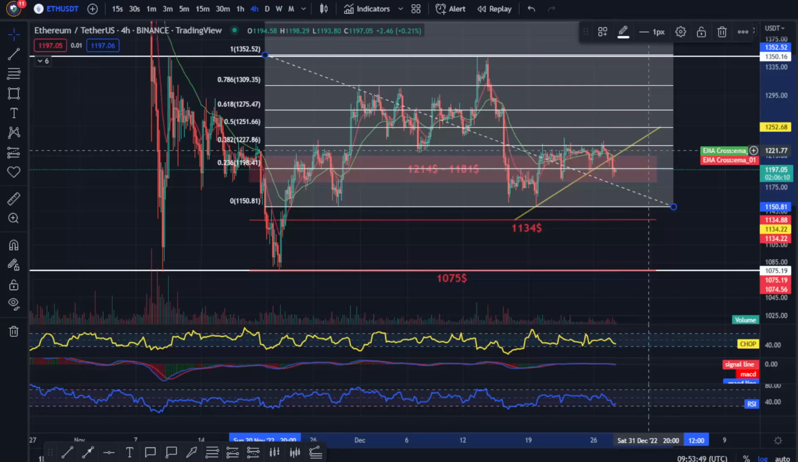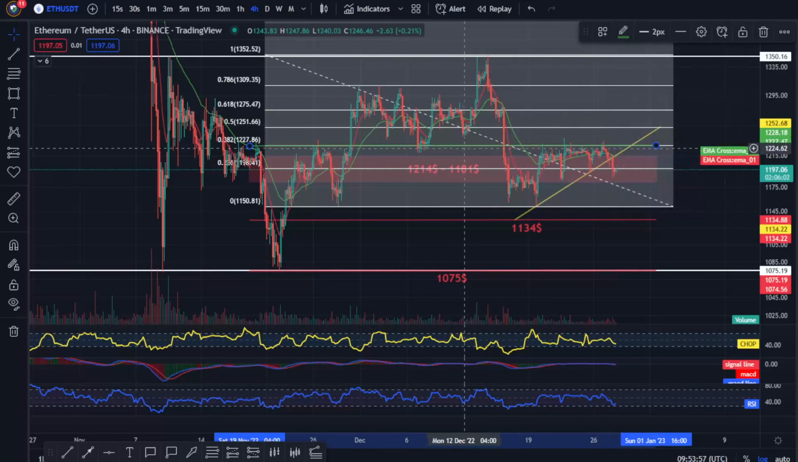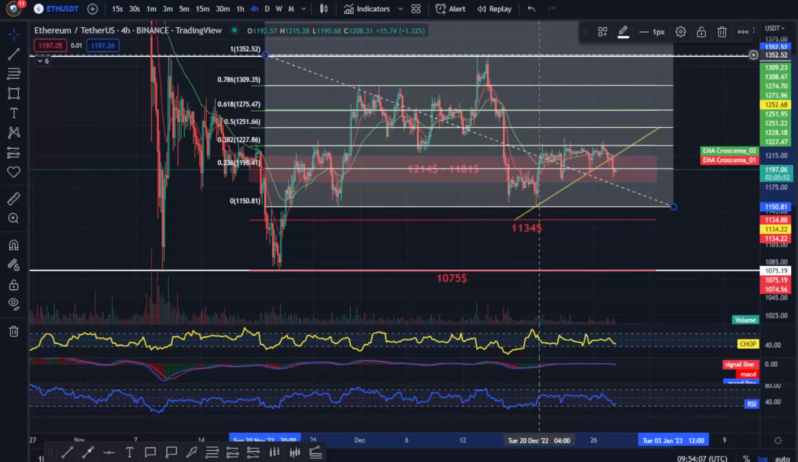Looking the other way, we can similarly determine the passing of resistances, and here we see that we have the first resistance at $1,227, the second at $1,252, the third at $1,274, and the fourth resistance at $1,308.